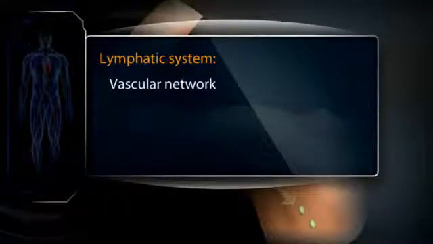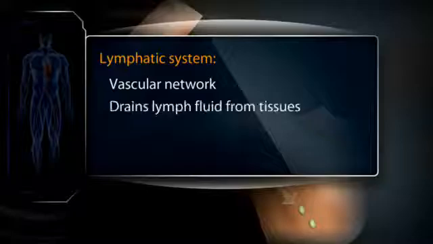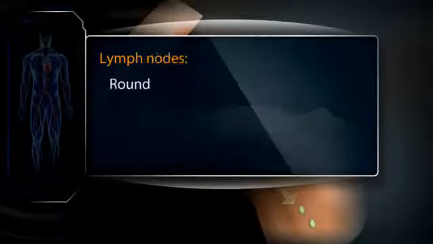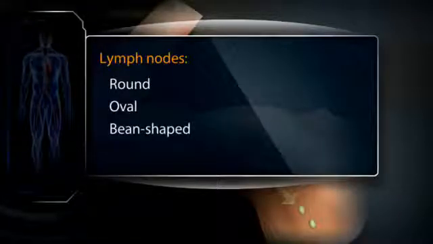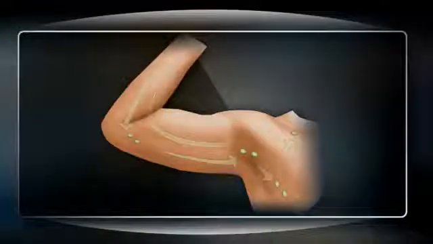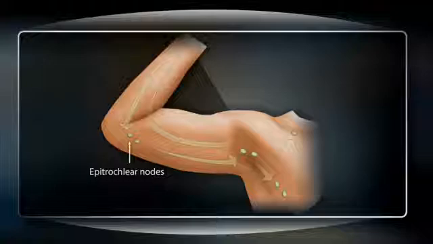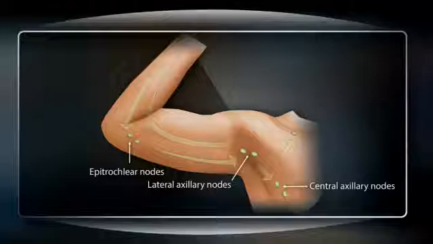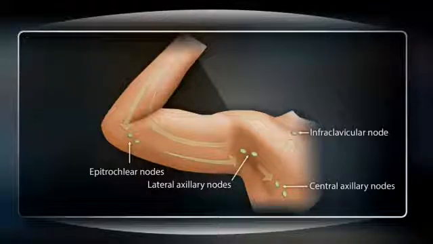The lymphatic system is an extensive vascular network that drains lymph fluid from body tissues and returns it to the venous circulation. Lymph nodes are round, oval, or bean-shaped structures that vary in size according to their location. Only superficial lymph nodes are accessible to physical examination. In the arms, these include the epitrochlear nodes, lateral axillary nodes, and central axillary nodes. The infraclavicular nodes may also be palpable.